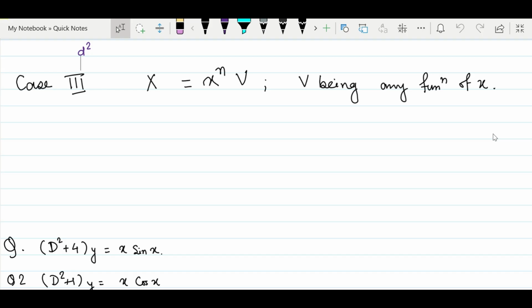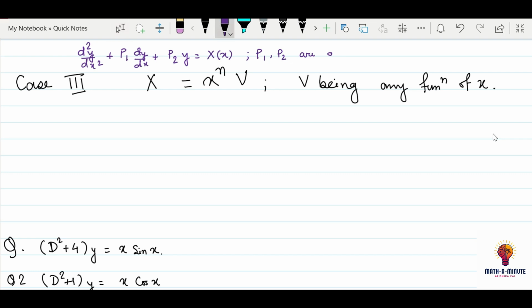So this is the last part. Okay. So if there is any second order differential equation d2y/dx2 plus p1 dy/dx plus p2y equals X. This X is totally a function of x. And we know that p1 and p2 are arbitrary constants. We know that this p1 and p2 are constant.